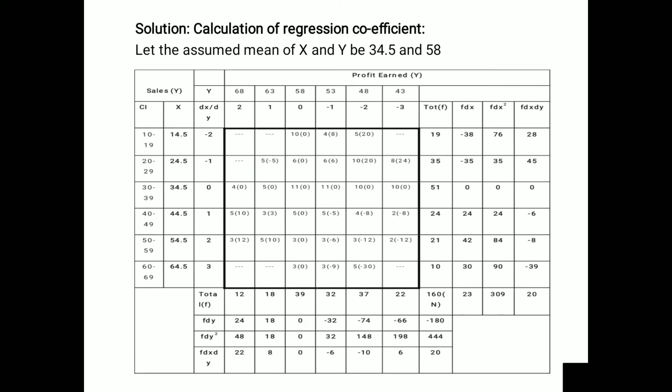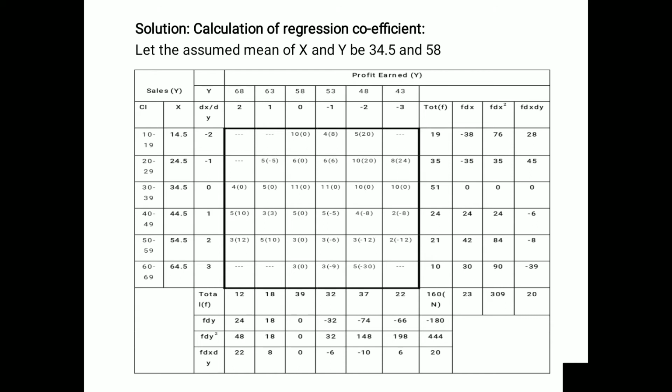Now the next step is to find out the total frequencies. All the values in the bold line table have to be totaled in a horizontal way and also in the vertical manner to compute the total frequencies of X and Y. When we total the frequencies horizontally and vertically, we will get the intersecting sum, that is 160. We can call it N.